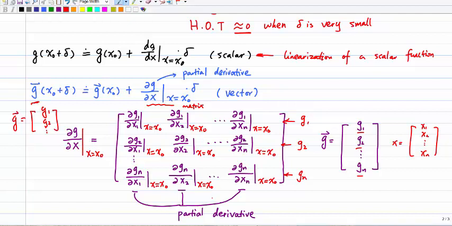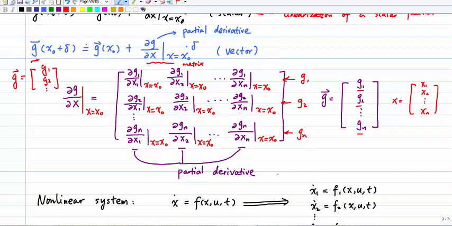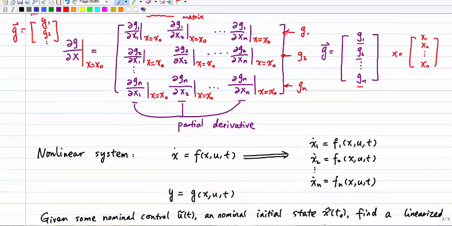So those are all partial derivatives. I assume you know how to compute a partial derivative. If you don't, you can check online how to compute partial derivatives. All right, now let's move to the nonlinear function.